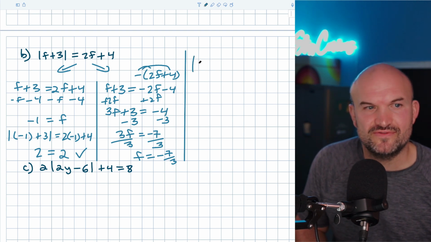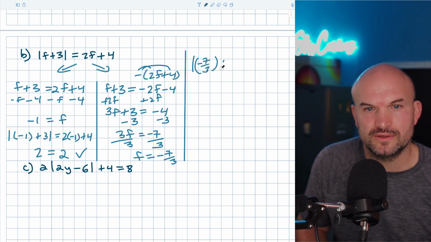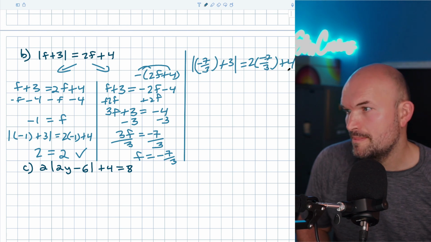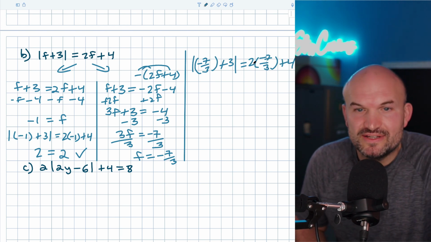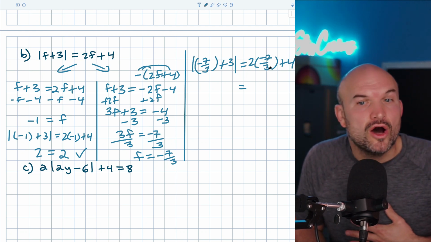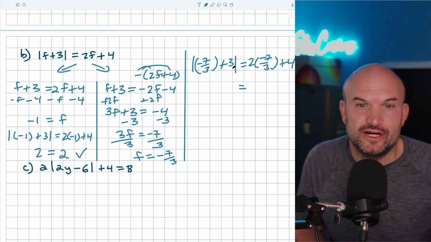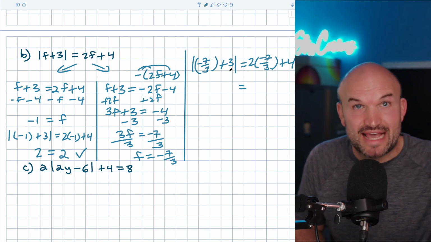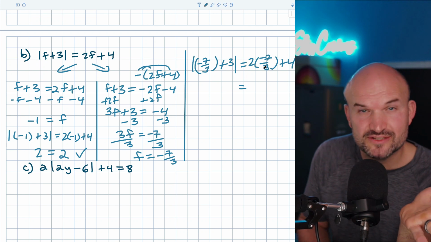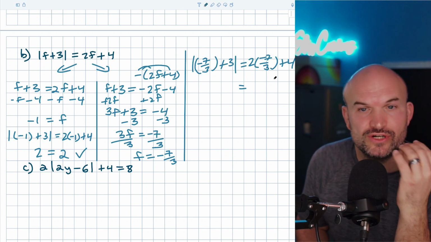Let's do this. Absolute value of negative 7/3 plus 3 equals 2 times negative 7/3 plus 4. All right, I've run out of space, but that's okay. Now, in this case, let's add these up, because if the right-hand side is going to be negative, then I know it's not going to be equal, because remember, the absolute value of anything is always going to be positive, right? So if this gives me a negative value, I know this is going to be an extraneous solution.